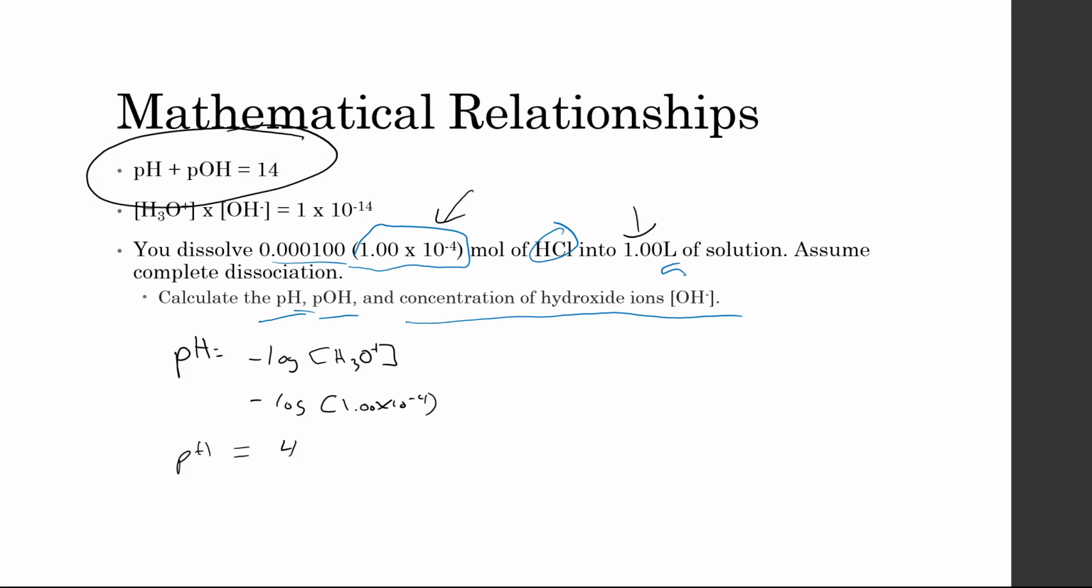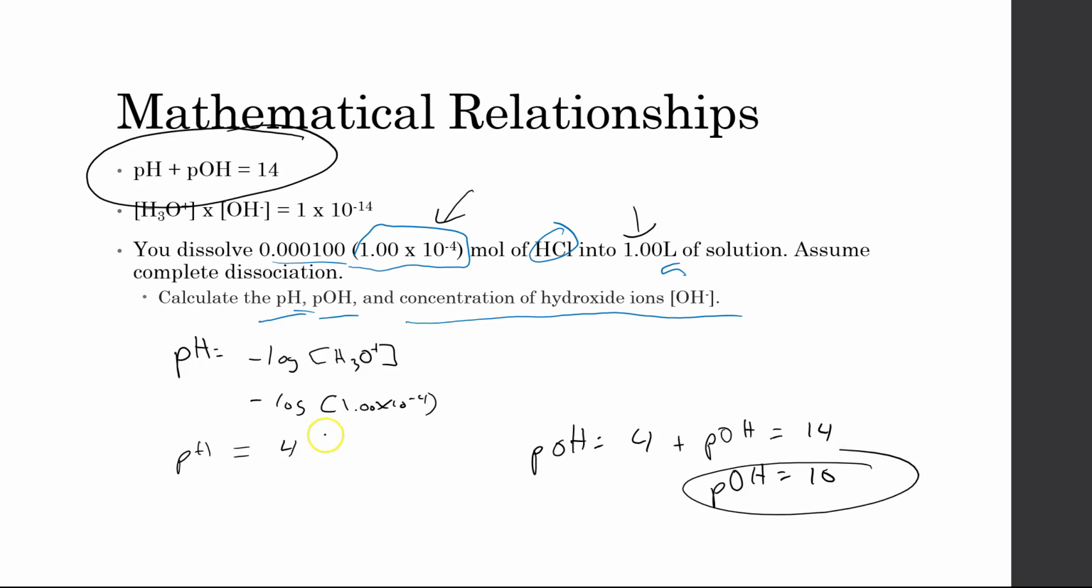If I know pH plus pOH equals 14, that means 4 plus pOH equals 14. Therefore, my pOH is equal to 10. Boom. pH is 4, pOH is 10, 10 plus 4 is 14. Now, remember, we're using pH values for our pH scale. So a pOH of 10 does not mean it's a base. A pH of 4 means it's an acid. If we look at the pH value to determine acid or base, it's less confusing that way.